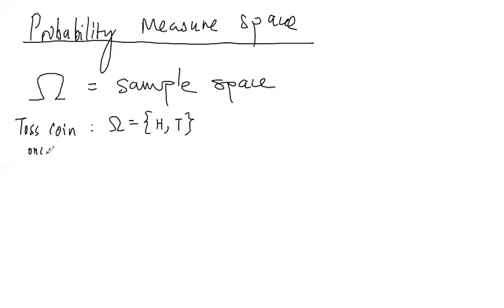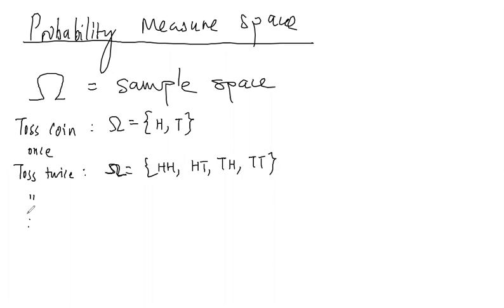This is once. If you toss twice, your omega will be head-head, head-tail, tail-head, and tail-tail, right? So you can also toss many times. We'll toss different times, and your omega is different. It basically describes all possible outcomes, right?